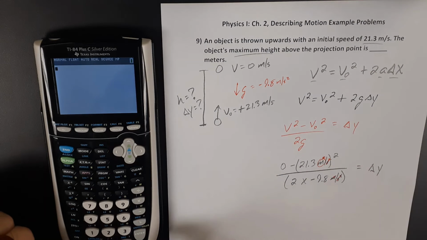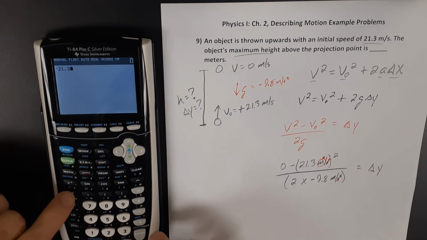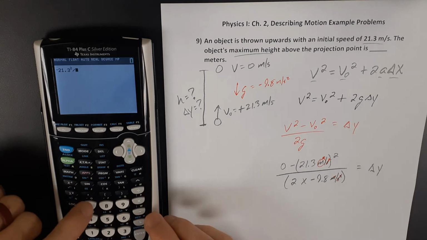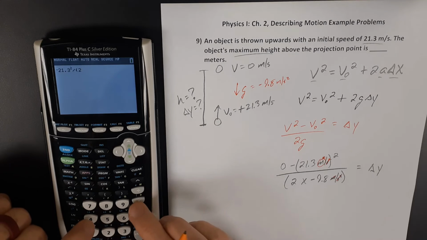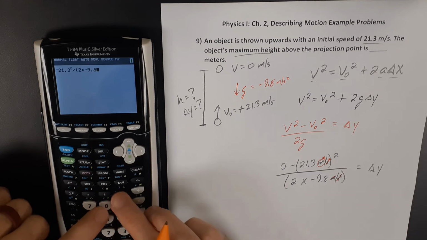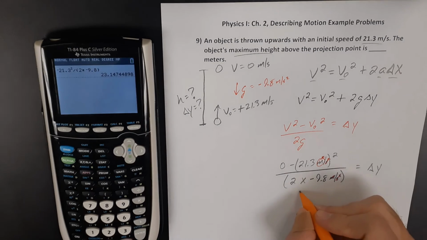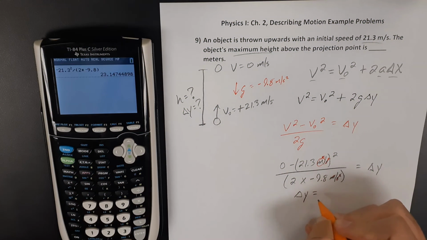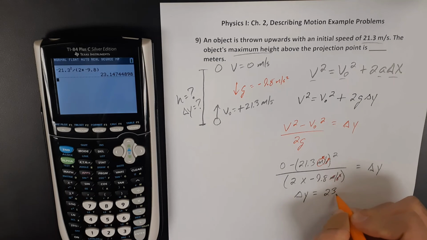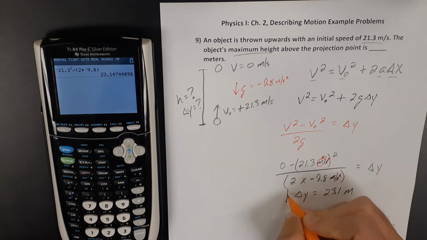So typing that into our calculator, I'm going to put a negative 21.3 squared divided by parentheses 2 times a negative 9.8. Those negatives are going to cancel. I'm going to show them to you here in my calculator, but they cancel out. And so we get a distance of 23.1 meters.